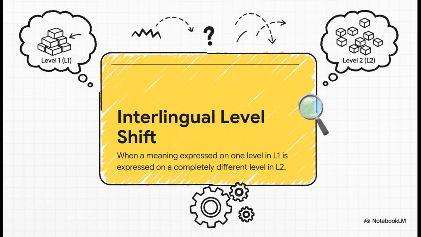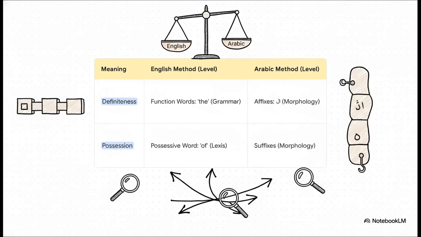Okay, now this is where it gets really, really cool. Languages can express the exact same idea, but use totally different levels to do it. This is called an interlingual level shift. And believe me, it's a huge source of headaches for language learners. Let's take the idea of definiteness, like saying the book instead of a book. In English, we use a whole separate word, the. That's a choice at the grammar level. But Arabic, it doesn't use a separate word. It builds definiteness right into the noun itself by sticking a prefix on the front. The meaning is identical, but the work gets shifted from the grammar level in English to the morphology level in Arabic. That's a classic level shift right there.